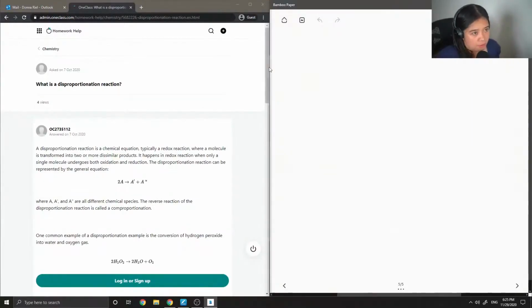Moving on to question 5. What is a disproportionation reaction? Disproportionation reaction.